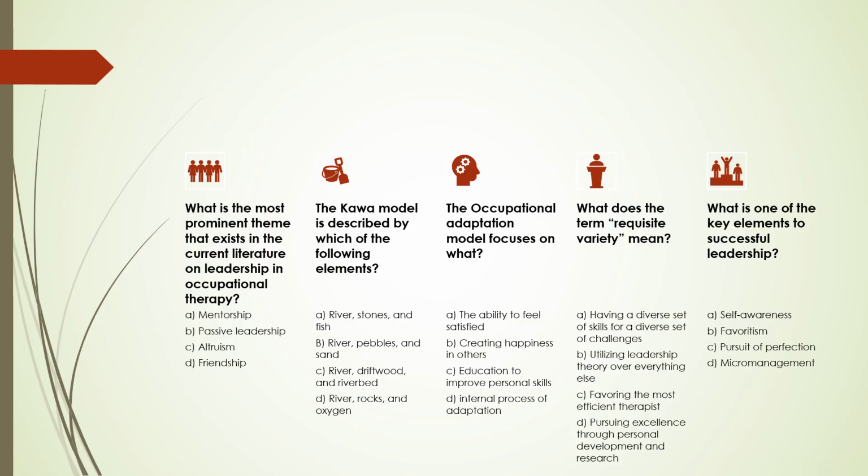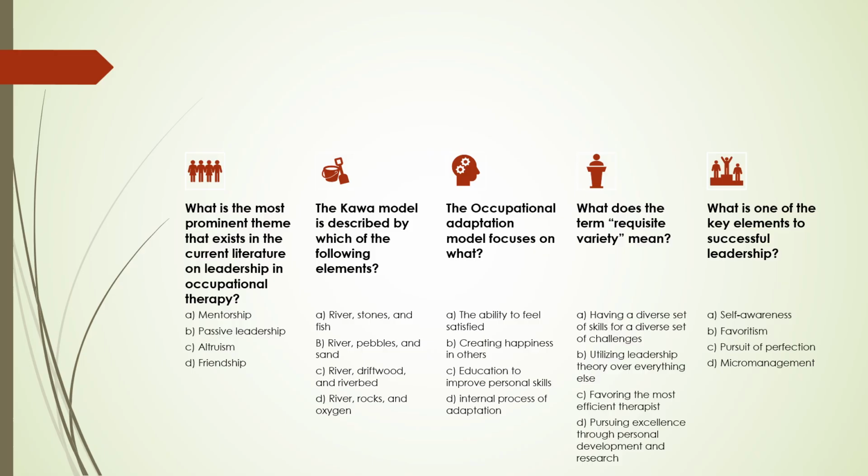Welcome to the pre-test. What is the most prominent theme that exists in the current literature on leadership and occupational therapy? Is it mentorship, passive leadership, altruism, or friendship? Question number two. The Kawa model is described by which of the following elements? River, stones, and fish; river, pebbles, and sand; river, driftwood, and riverbed; or river, rocks, and oxygen? The occupational adaptation model focuses on what? The ability to feel satisfied, creating happiness in others, education to improve personal skills, or the internal process of adaptation.